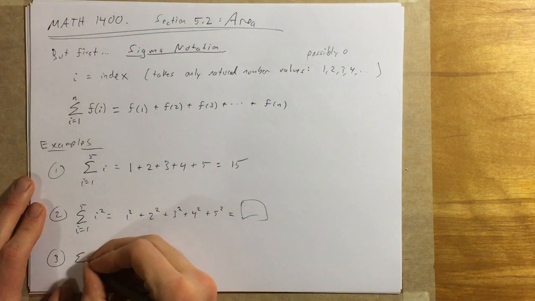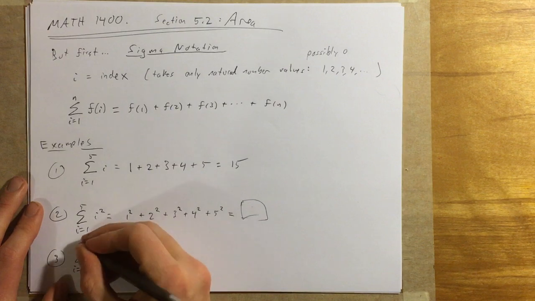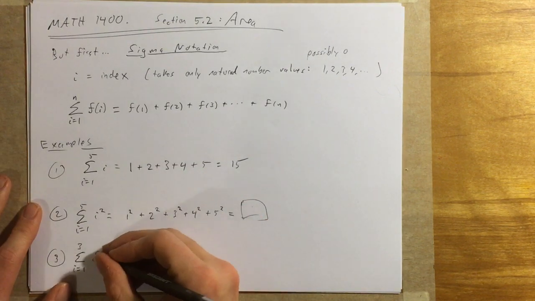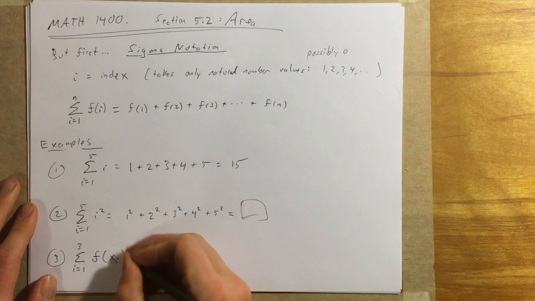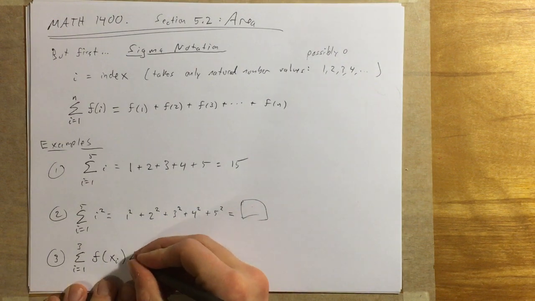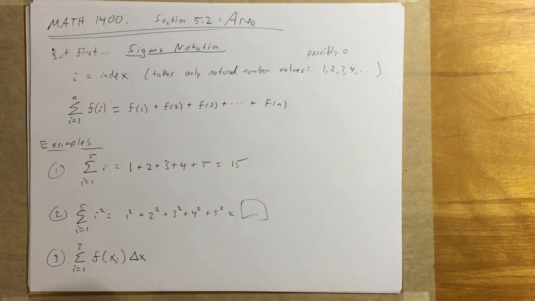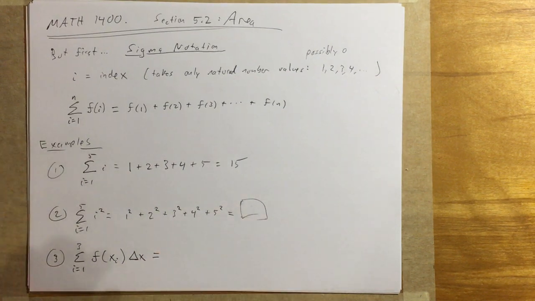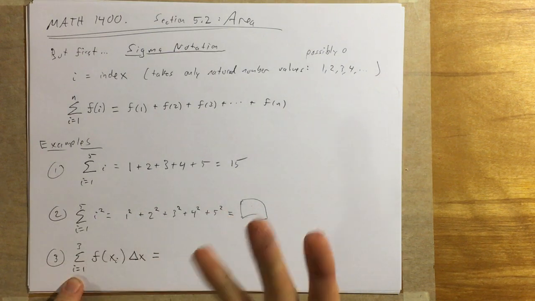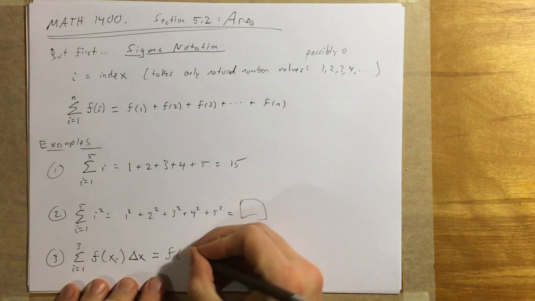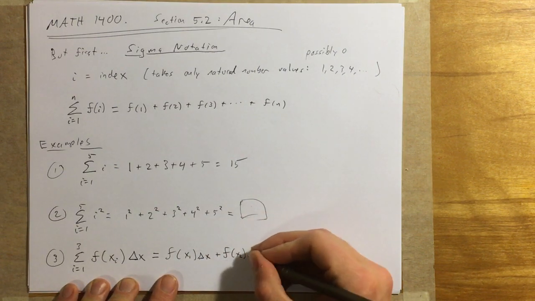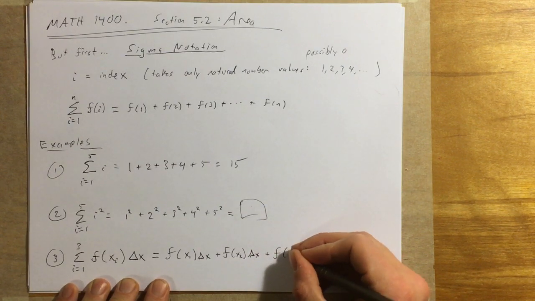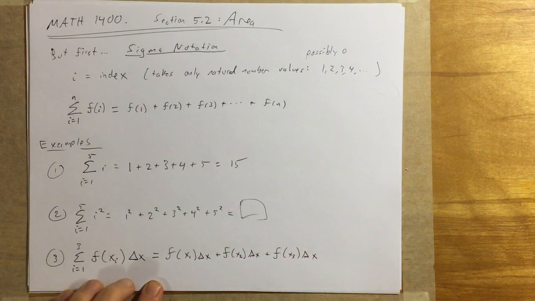What we're going to do a lot for our purposes in calculus here is something like this: summing f of some ith x value, x sub i, times a change in x, delta x. That is the type of expression you're going to see coming up a lot this chapter. With i going from 1 to 3, it means you're going to have 3 terms. So this would be f of x1 times delta x, plus f of x2 times delta x, plus f of x3 times delta x.